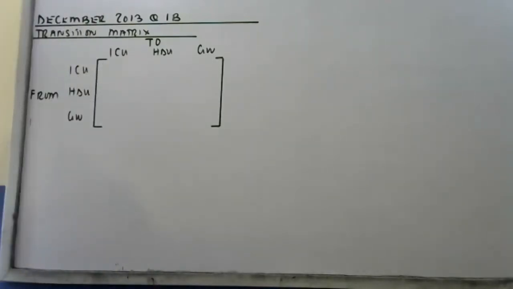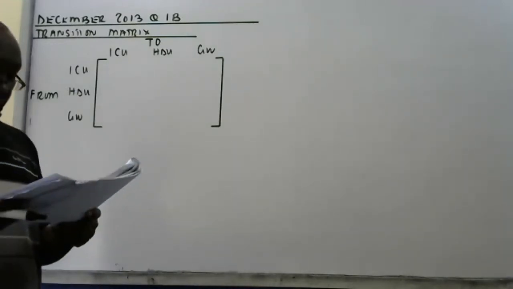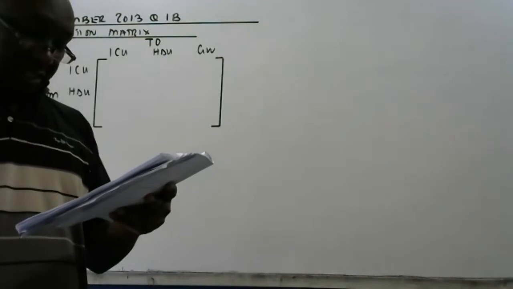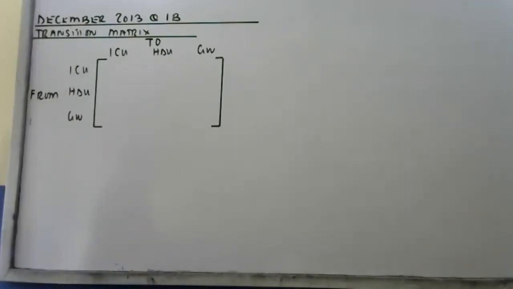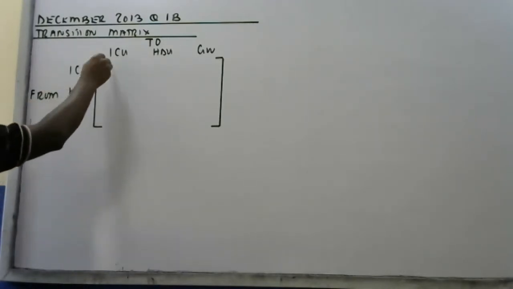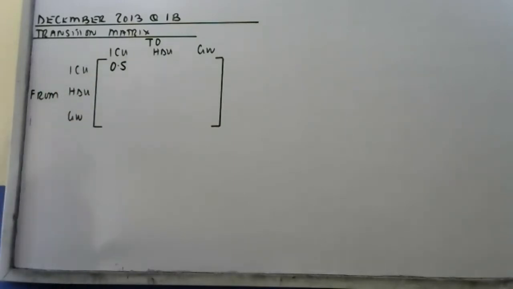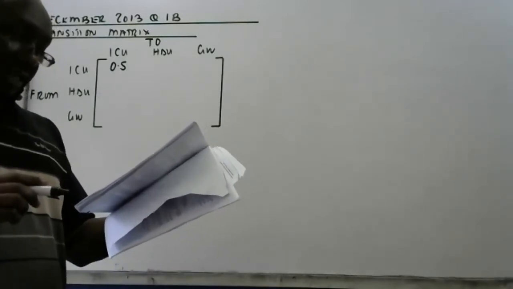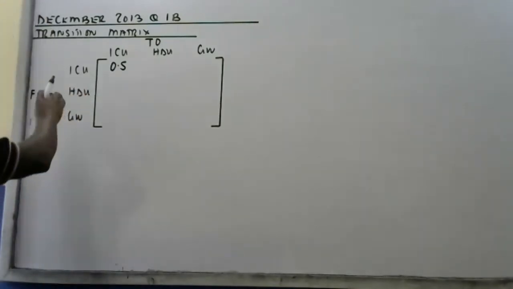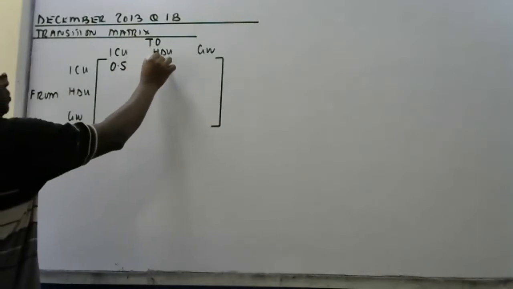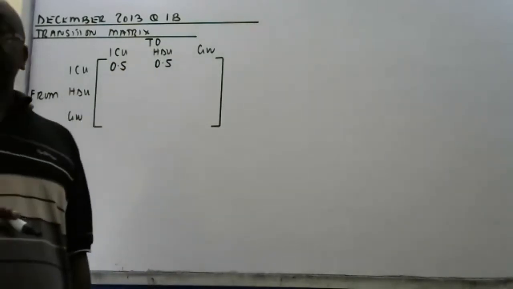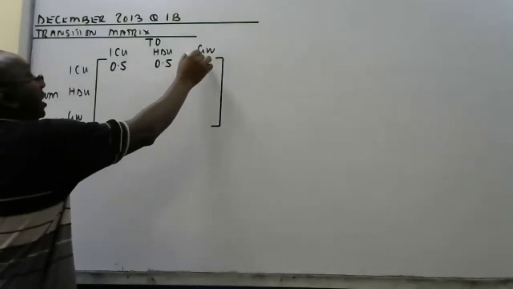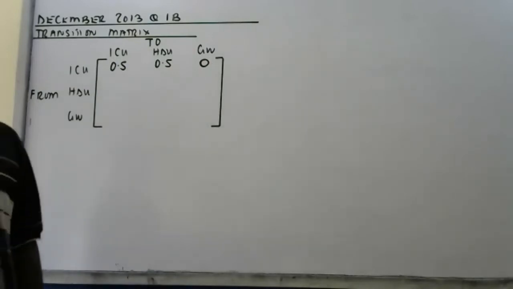According to the question at hand, we are told by information number one that 50% of the patients in ICU at the beginning will remain. So those who remain, it is from ICU to ICU, 0.5. And then at the end of the month, 50% will be transferred to high dependency. So from ICU to high dependency, it is 0.5. Because these values must always add to one, this one now becomes zero, because 0.5 plus 0.5 is already one.